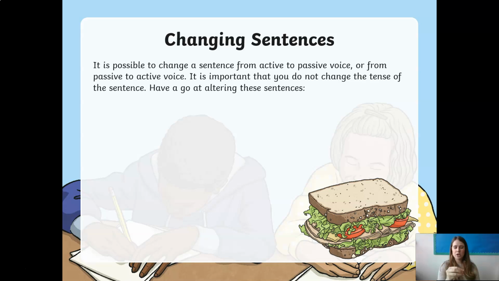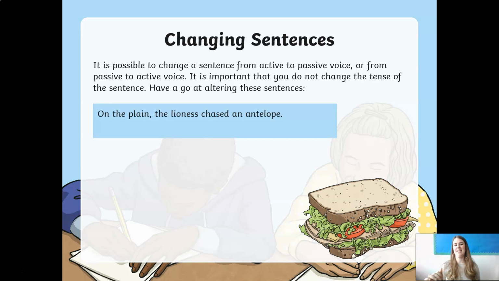So, it is possible to change a sentence from active to passive or from passive to active, just like I've just done for all of those different examples we've looked at so far. But it's important that you do not change the tense of the sentence. You can't change it from past tense or from future or present tense, okay? So we're going to have a go altering these sentences here. So on the plain, the lioness chased an antelope. So if I show you the first one, on the plain, an antelope was chased by the lioness.